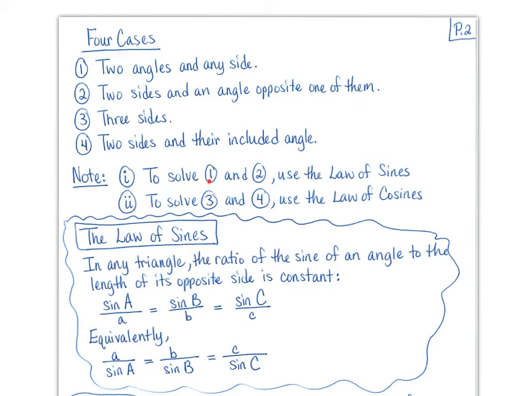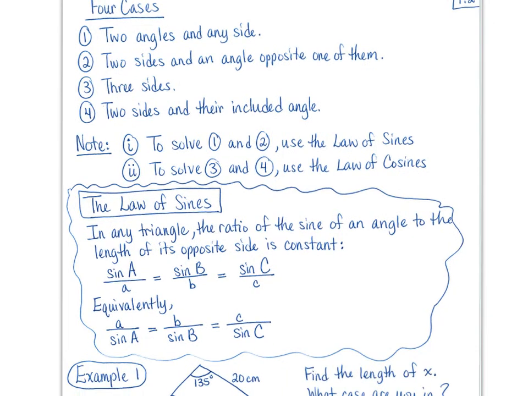If you are in one or two above here, then you're going to use the law of sines, which I'm about to introduce. If you have three sides, or if you have two sides and their included angle, then you're going to use the law of cosines. So, let's learn what these laws are.